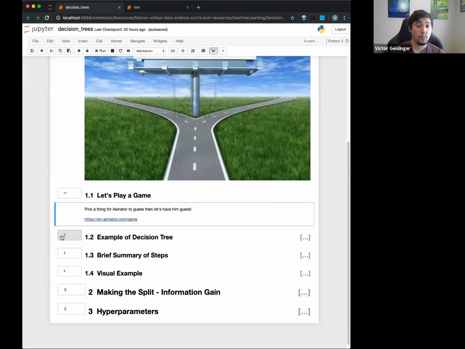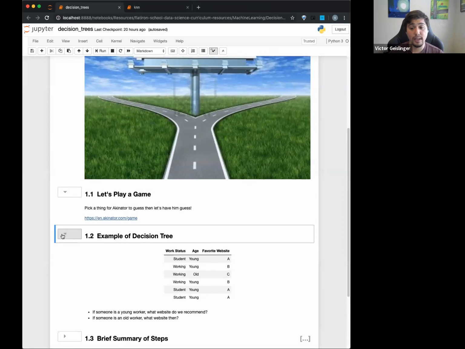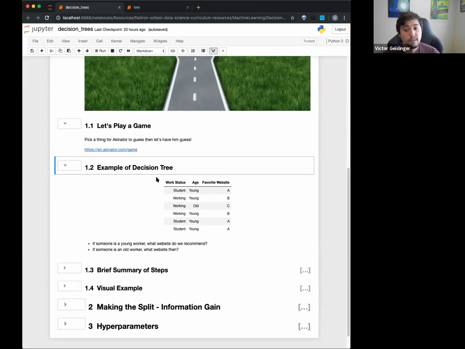So now we can see a real decision tree and what that looks like. I have a little practice data frame here. Each row is a student, or a person, I should say. Their work status, whether they're a student or working, their age, are they young or old, and then favorite website A, B, or C. So you can see that maybe students, for example, all like website A. For a very small data set, it's relatively easy to figure this out.